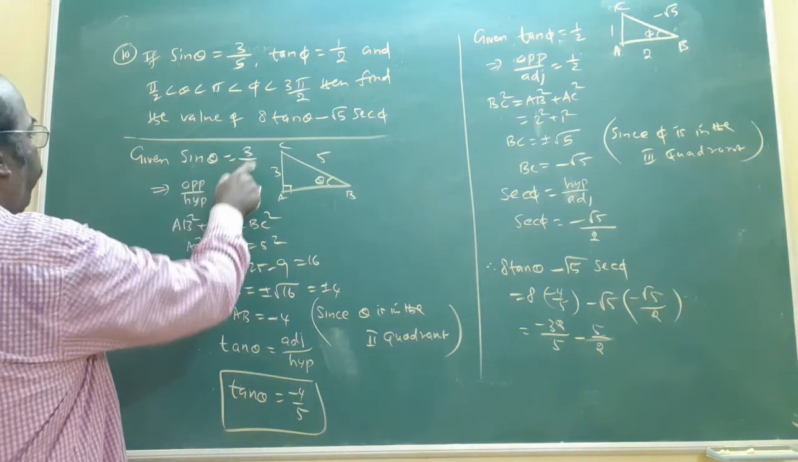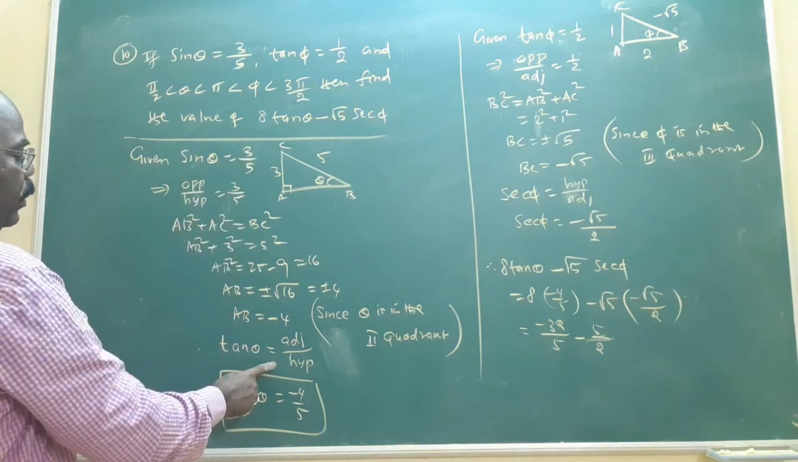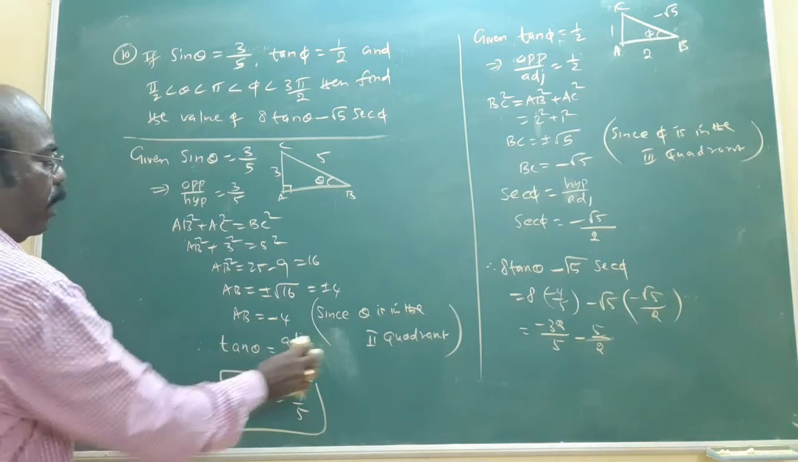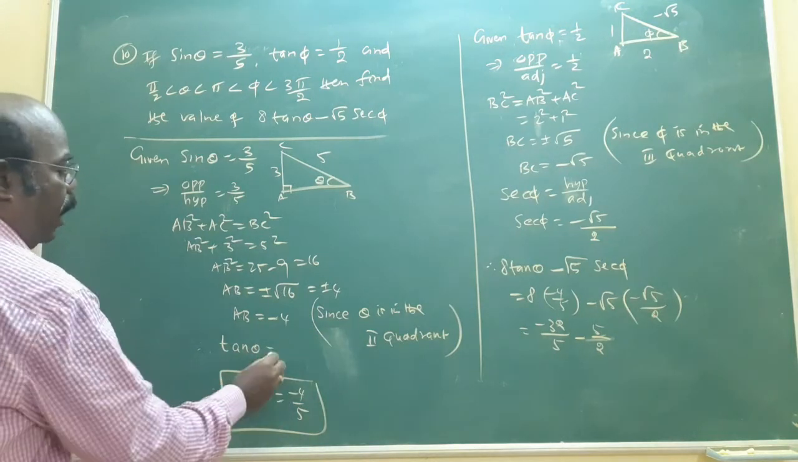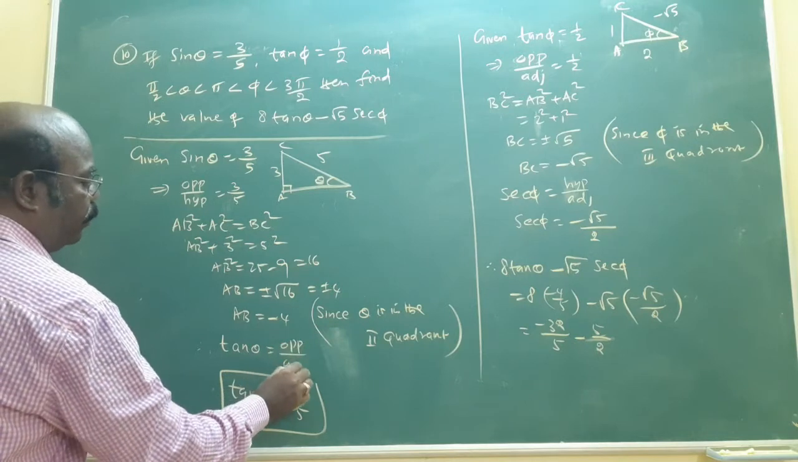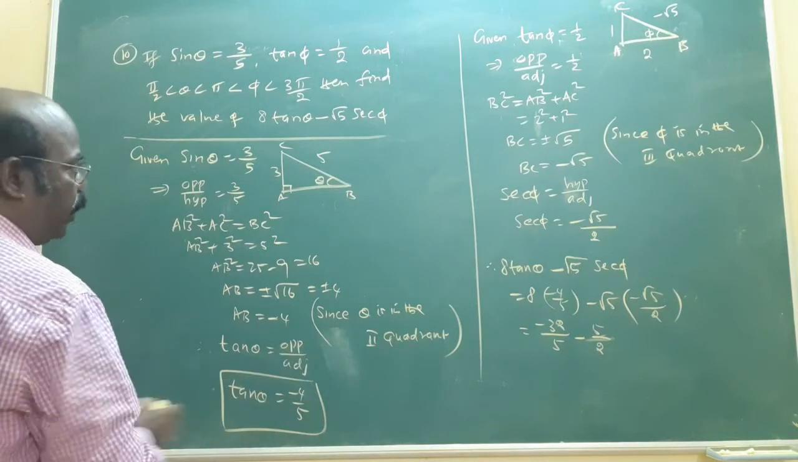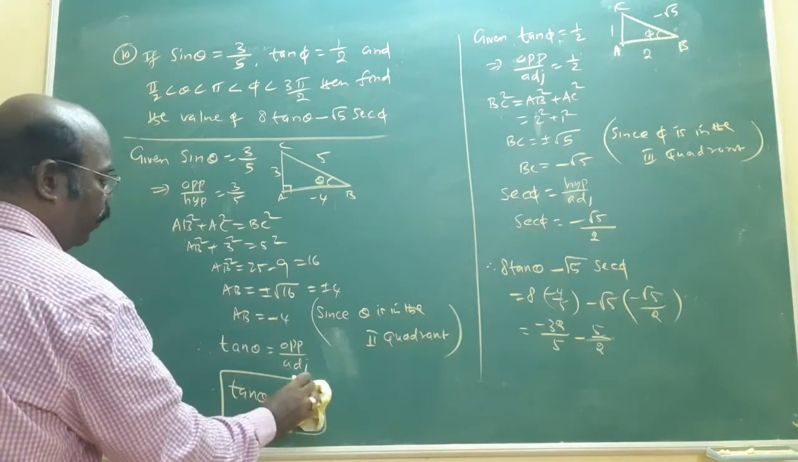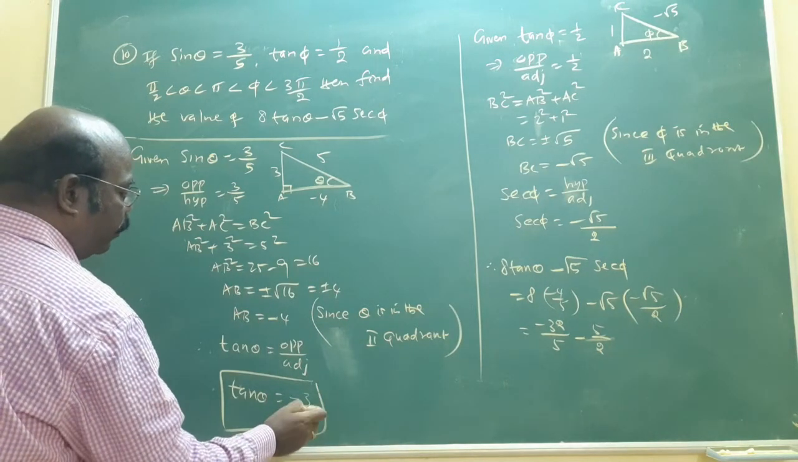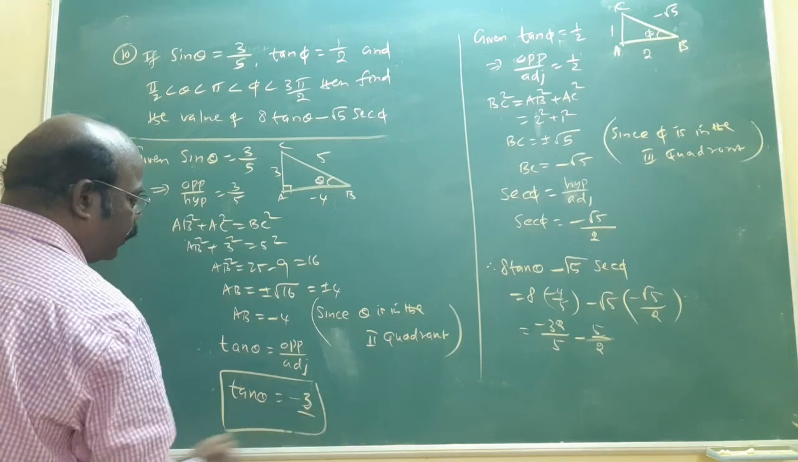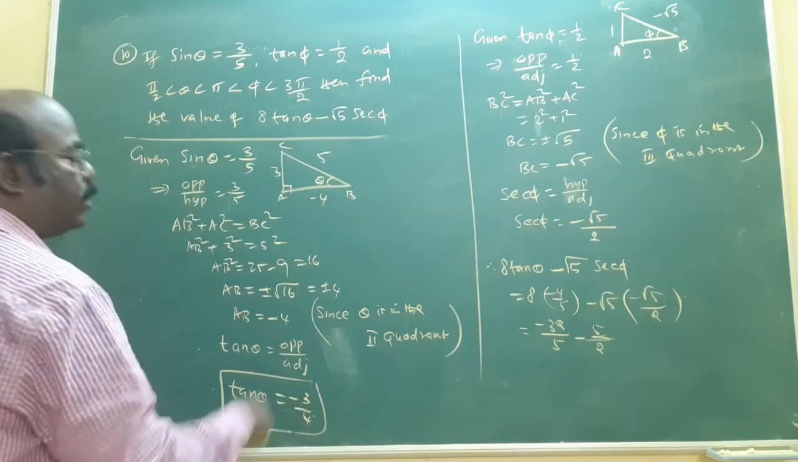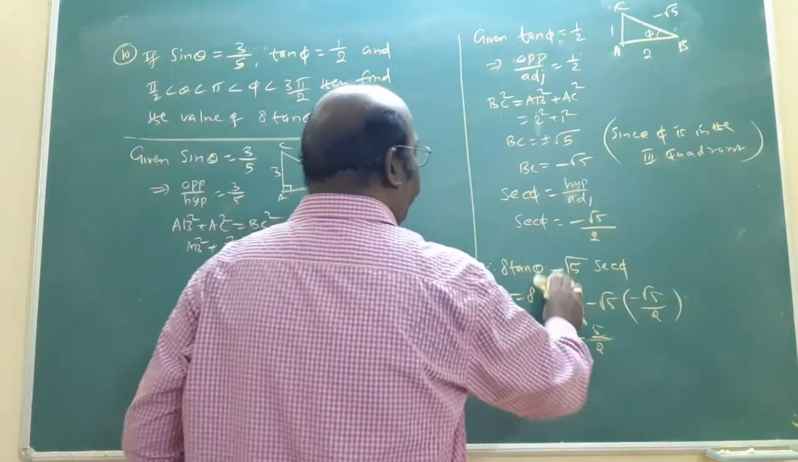Actually, sin theta is 3 by 5. Tan is what? I wrote the formula actually wrong. Tan is opposite by adjacent, that is the formula. Opposite is what? This side, already found, minus 4. So minus 3 by 4. Substitute here: minus 3 by 4.